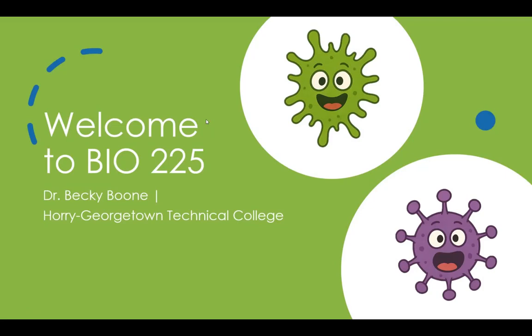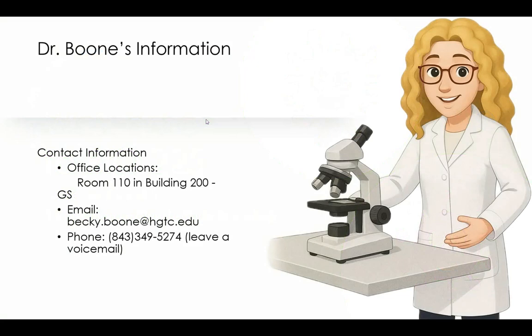So let's begin with a little bit about how to communicate with me, where to find my office, etc. I do have an office at the Grand Strand campus in Building 200. Come in the front entrance. I'm just around the corner to the right in room 110. My email address is becky.boone@hgtc.edu, or you can give me a call at 843-349-5274. If I don't answer, please leave me a message and I'll get back to you as soon as possible.